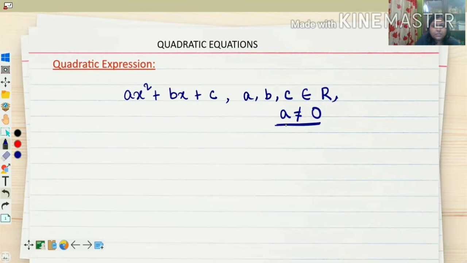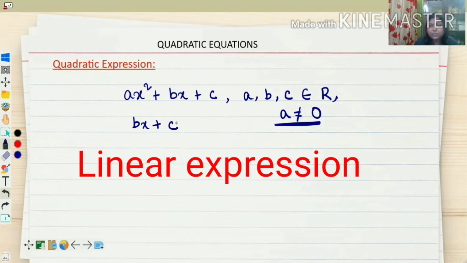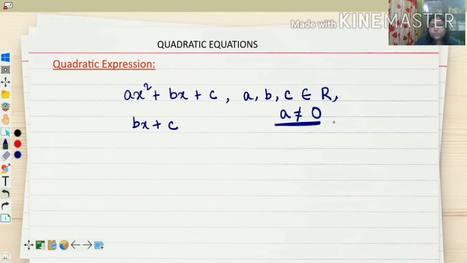Remember students, this condition is very important. Why is it so? Because if a is 0 in this expression, then we will be left with only bx plus c. Now, is it a quadratic equation? No, it's a linear equation. So, the condition a is not equal to 0 is very important for it to be a quadratic expression.